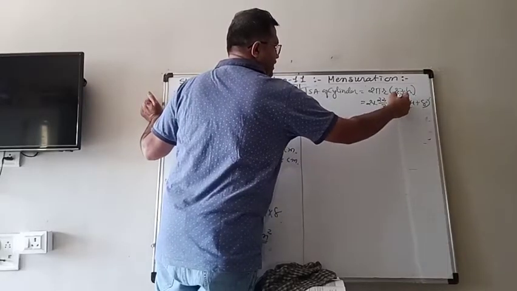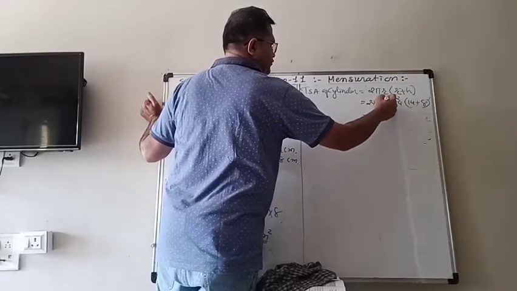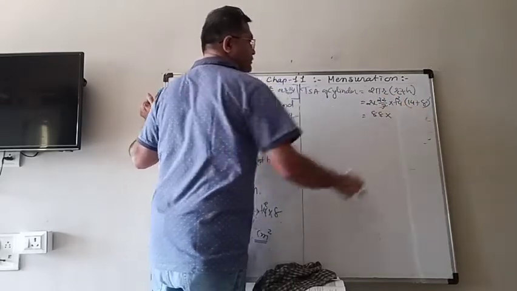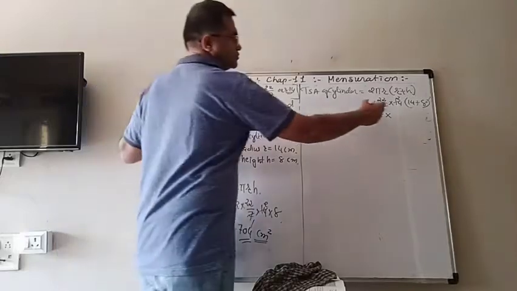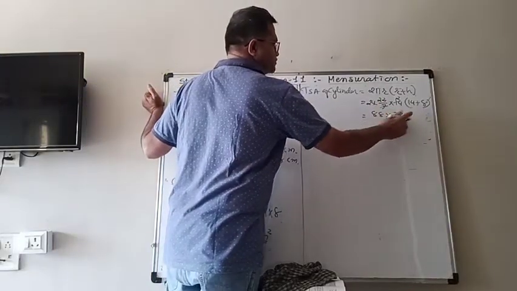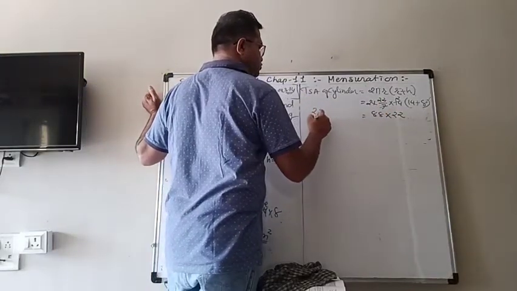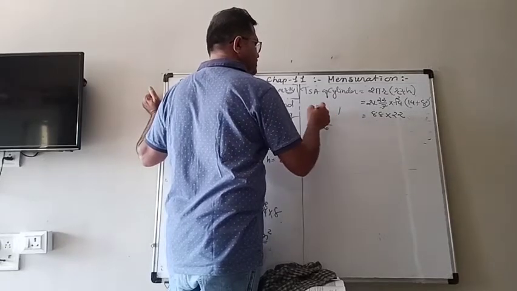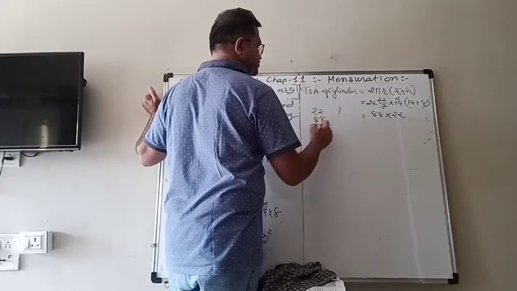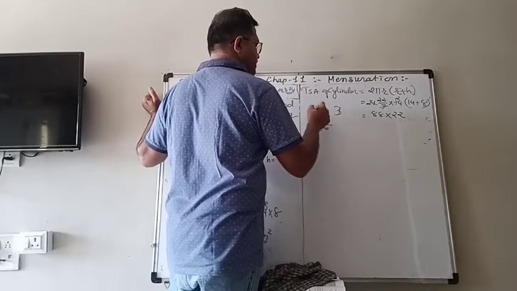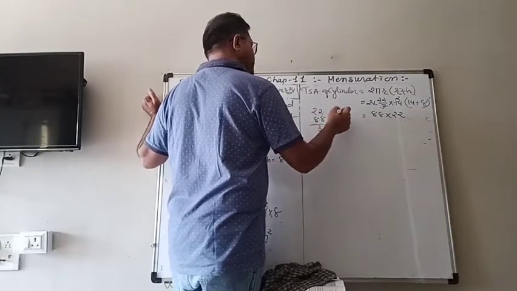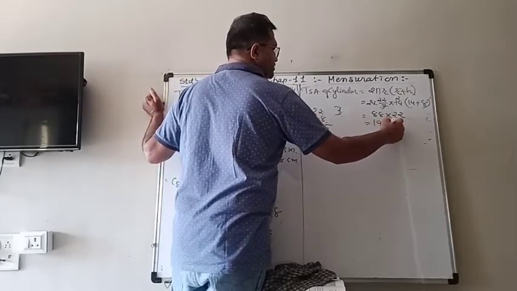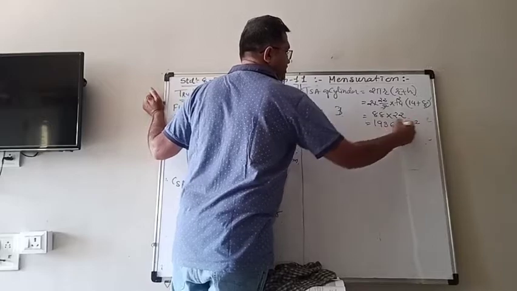So 7 twos are, so 22 twos are 44, twos are 88 multiplied by 14 plus 8 is 22. So now multiplication, 22 multiplied by 88, 8 twos are 16, 16 plus 16, 32 plus 1, 33, and 8 twos are 16, 17, 18, 19. So 1936 centimeters square.